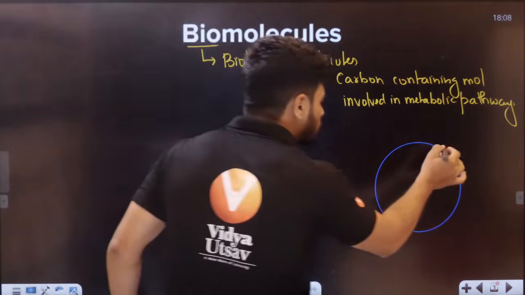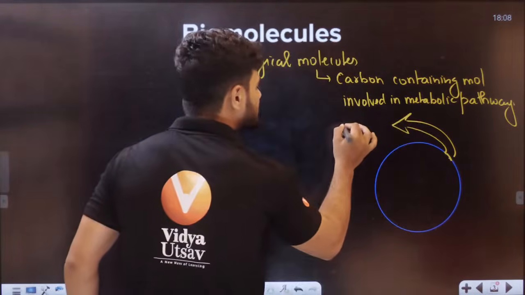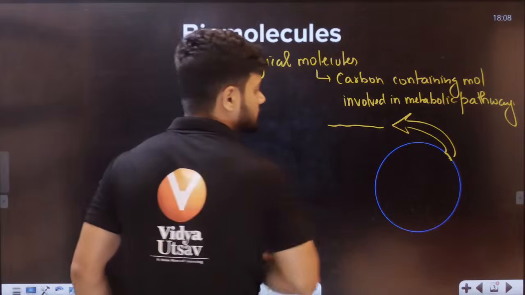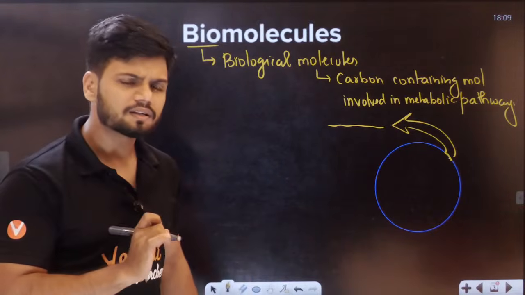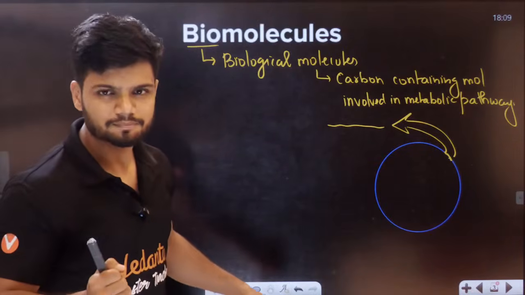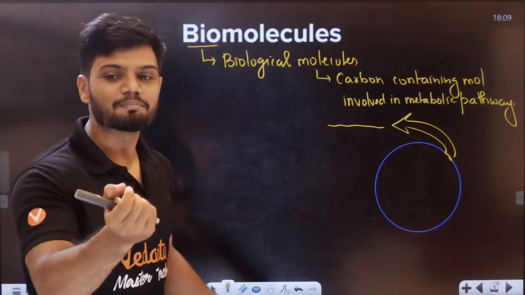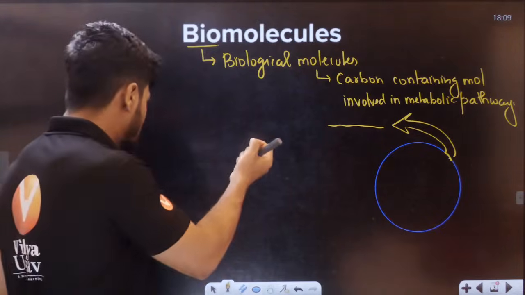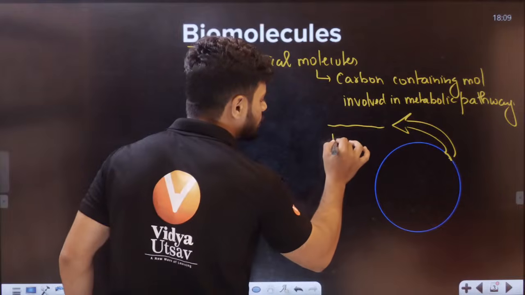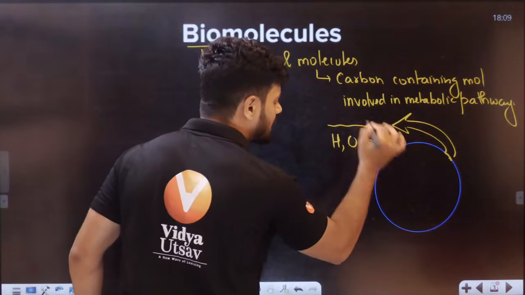Now students, when we analyze this earth's crust, we notice that this particular earth crust has some basic elements. It has some basic elements, students. This earth crust has something called hydrogen, it has oxygen, it has carbon.